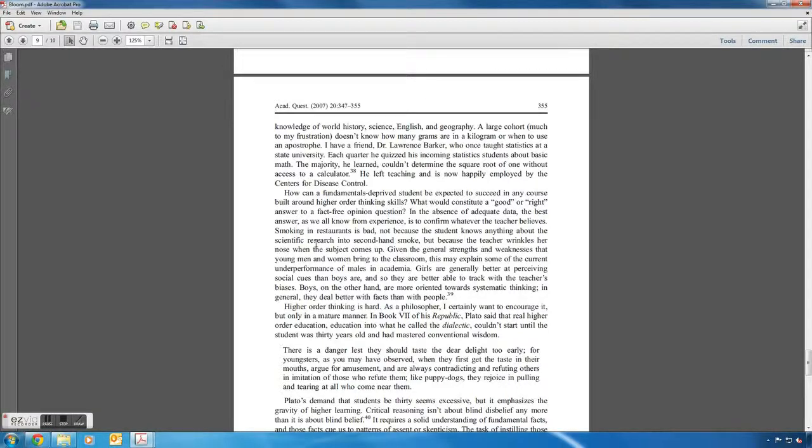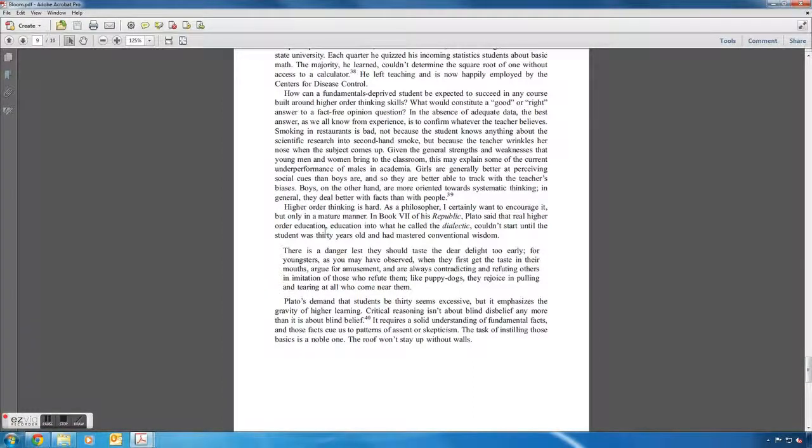So I really like that paragraph right there. It says, when the absence of fact is present and we're looking at opinion based, the only correct answer is the opinion of the teacher, which is true usually at lower levels. Higher order thinking is hard.